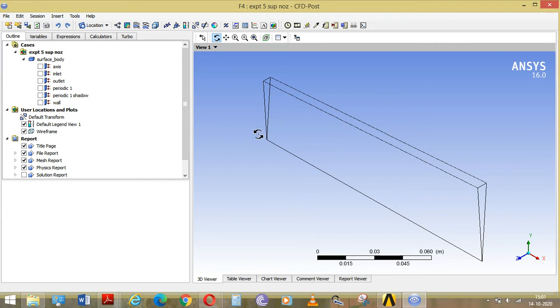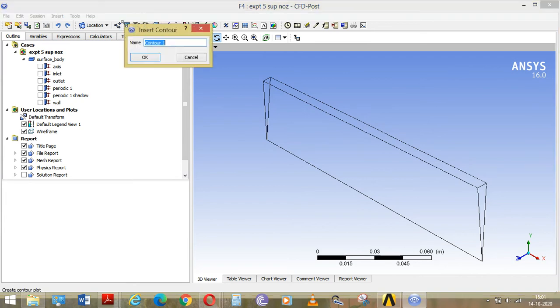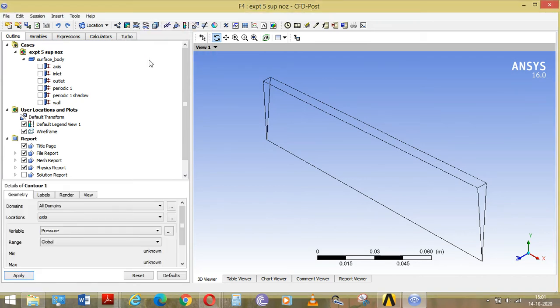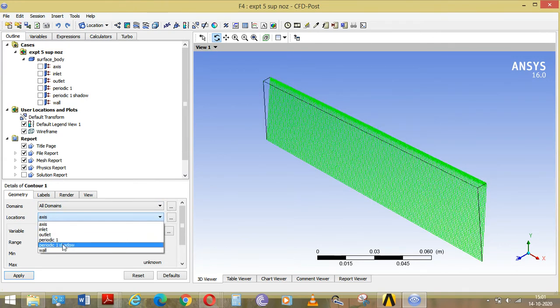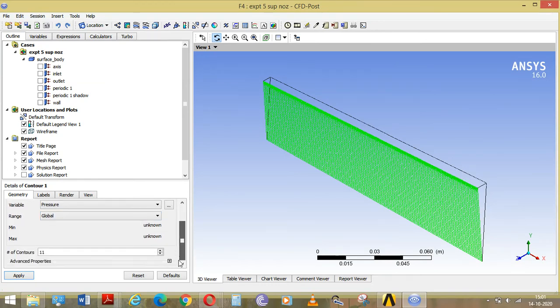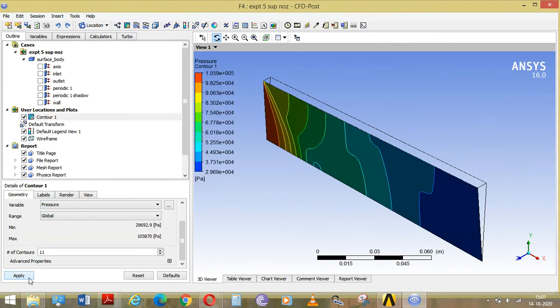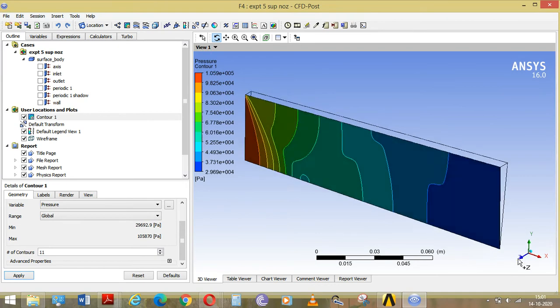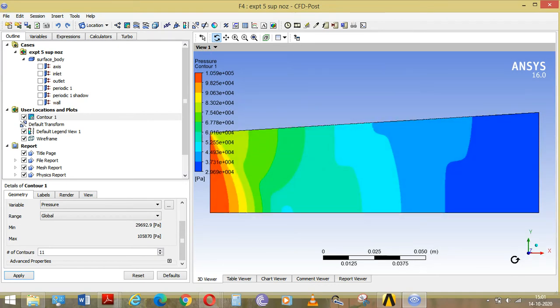Okay, so initially you get like this. So there won't be any contours. You just create contour. Location for the contour. Select whichever one, which is the periodic one, which is this side. Pressure and see number of contours. Initially it is 11. Apply and see how it looks. So this is how it looks. Nozzle, right? I will put 50.